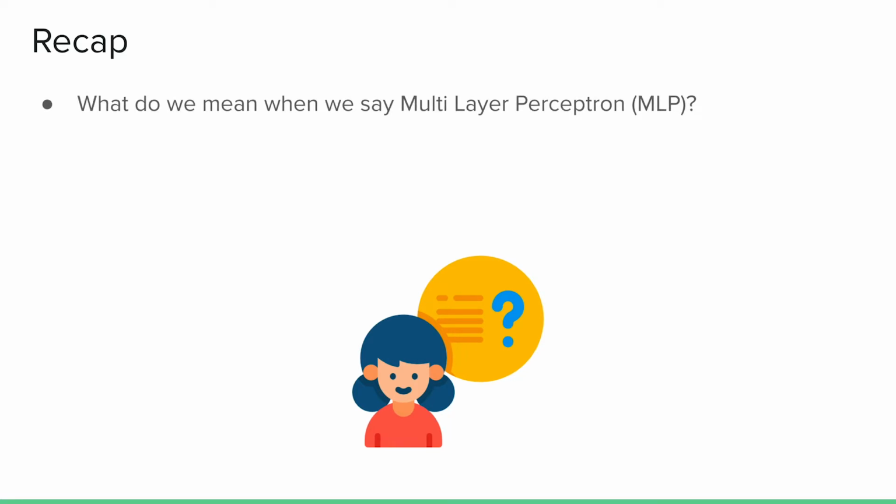So what do we mean when we say multi-layer perceptron? Well, it's a neural network that is fully connected, where we have dense layers between each layer. So we have every neuron being connected to every other neuron of the previous layer.